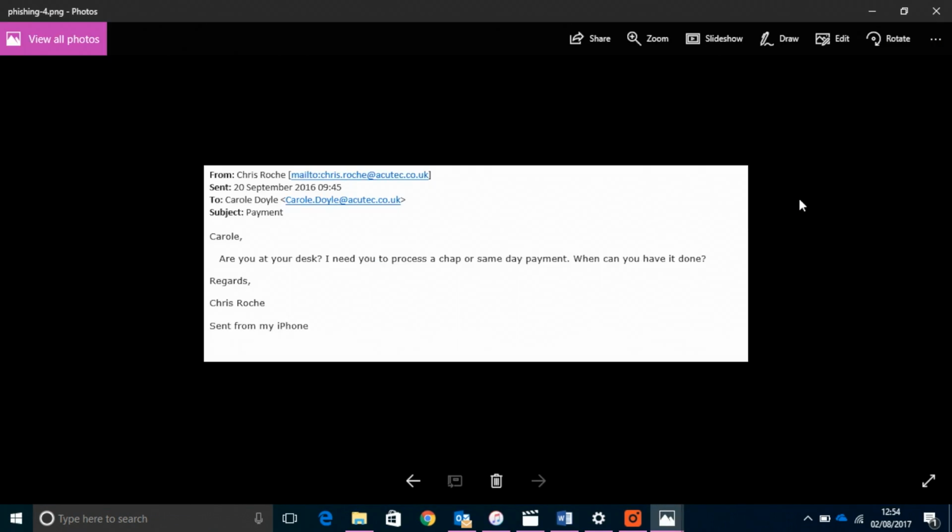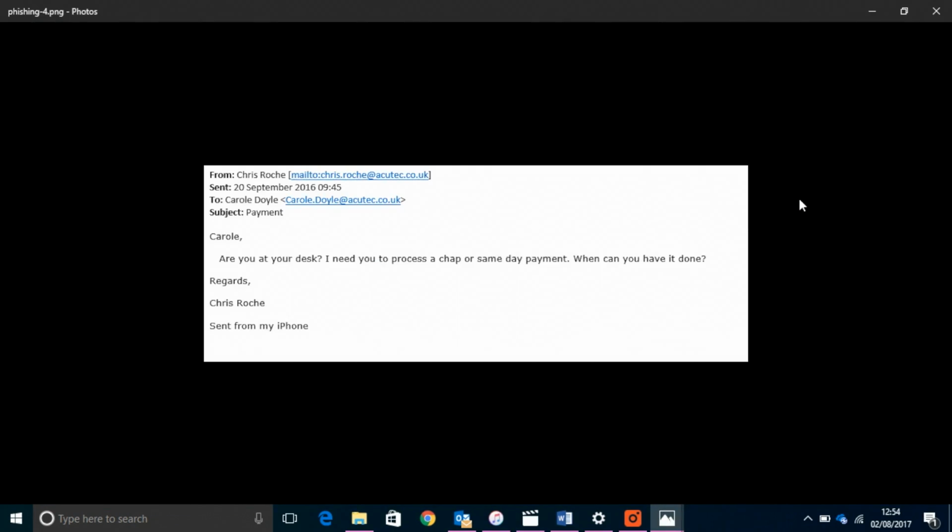Again, in this fourth example, Chris is emailing Carol. This one is harder to spot as it appears to be using the correct email address. However, there are some small hints that this is not a real email. Chris has never owned an iPhone in his life, so it's very unlikely that his email would have that signature. Also, it's too formal again for an internal email.